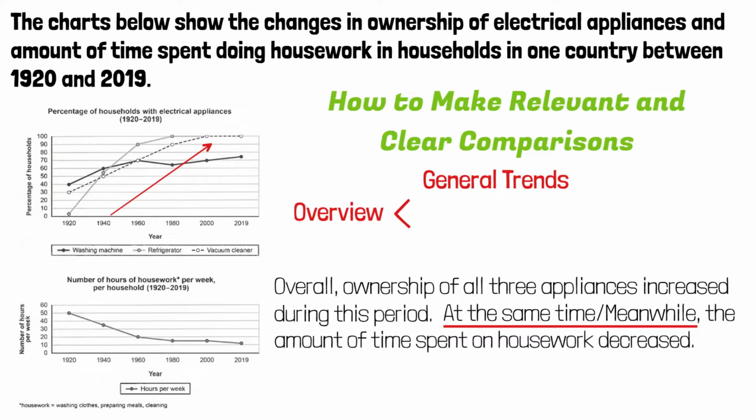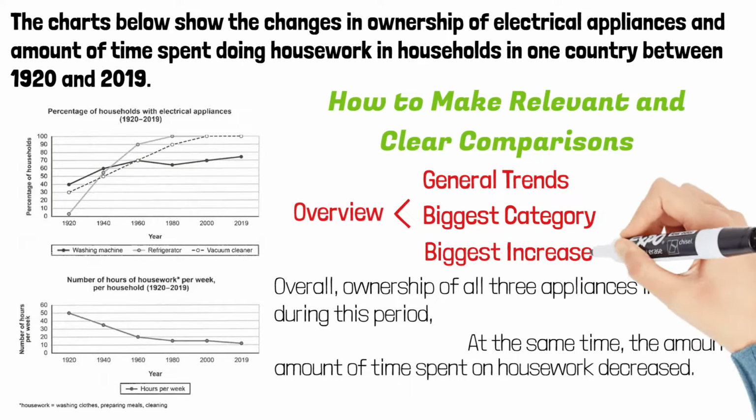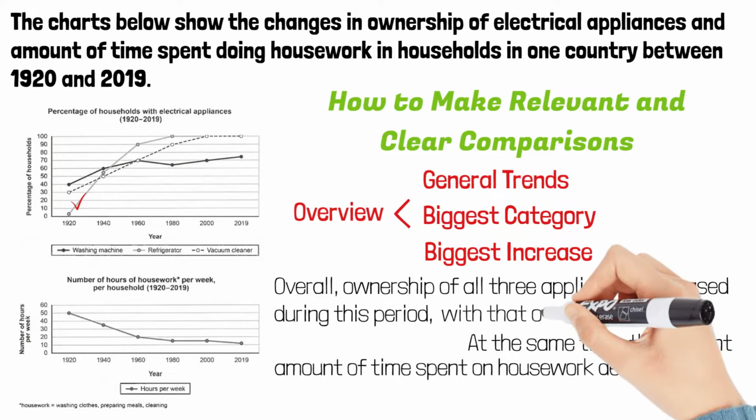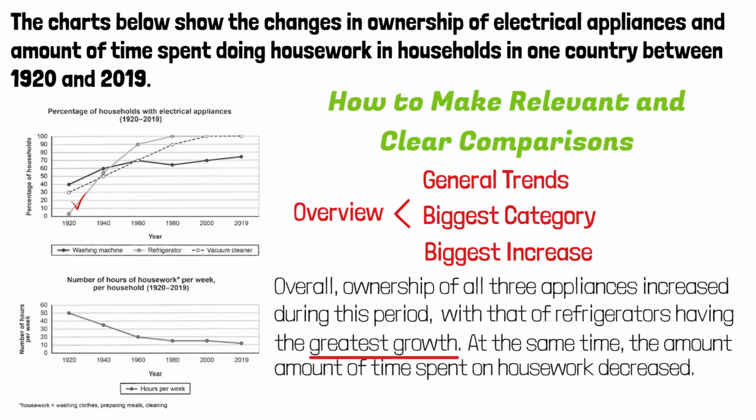So apart from general trends, we could also say which category is the biggest. But as you can see, none is always the biggest category throughout the entire period. So this doesn't work. Don't worry. We could also point out which category had the biggest increase. Refrigerators did. So I will add the information with that of refrigerators having the greatest growth. This is a comparison. Compared with the other two electrical appliances, refrigerators had the biggest increase.